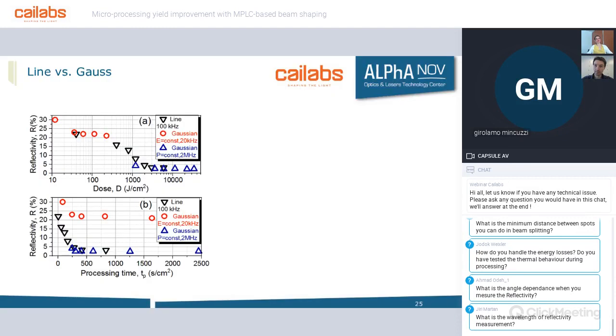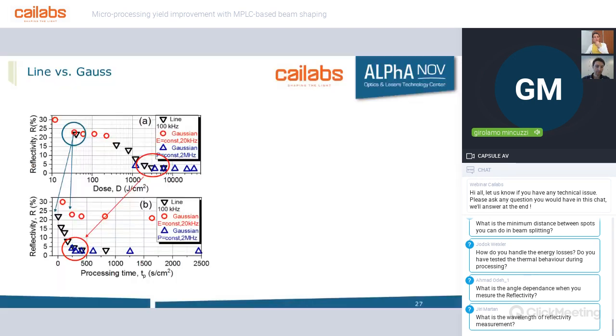So this can be seen more precisely when you plot the reflectivity versus both the dose in the upper part and the processing time in the lower part. In this case, as you can see, for instance, comparing the line with the Gaussian having the same energy, you are able to reach the same reflectivity, but the Gaussian shows a processing time which is nearly 50 times longer.